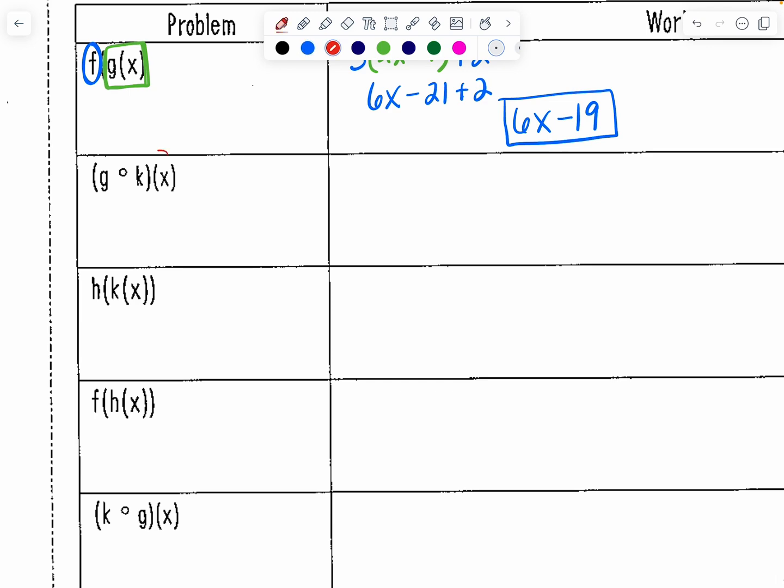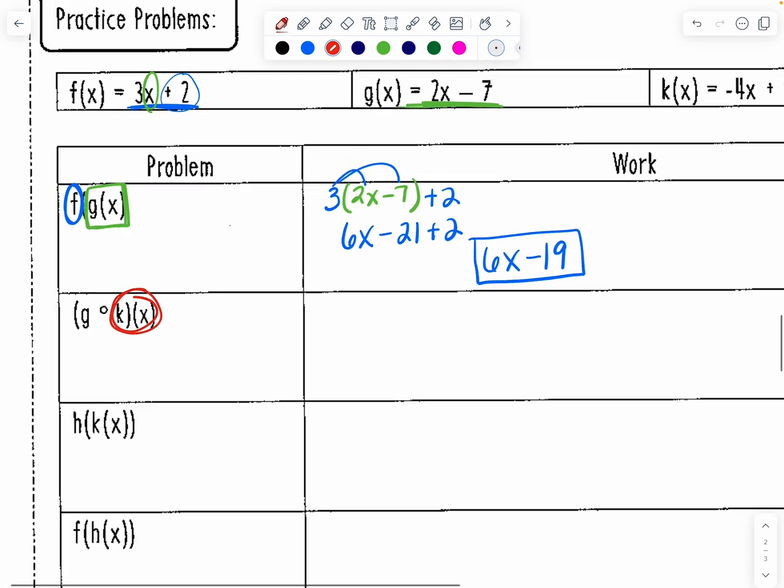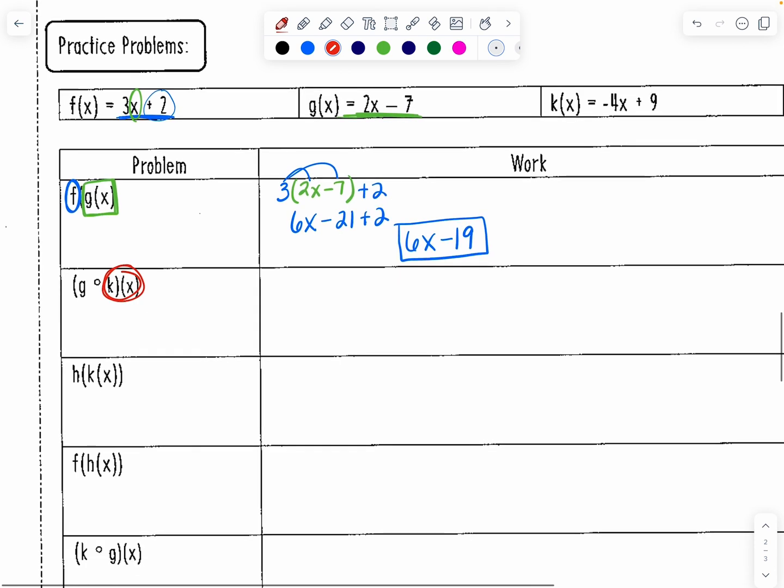So here, we're starting with the k function. So I'm going to go up to the top, and I'm going to find my k function. And that's what function is going to go inside of the g function. All right, so g is the outermost one, so that's the one that I'm going to start writing. So if I look at my g function, we made it green in the last problem, so we'll make it green in this problem again.